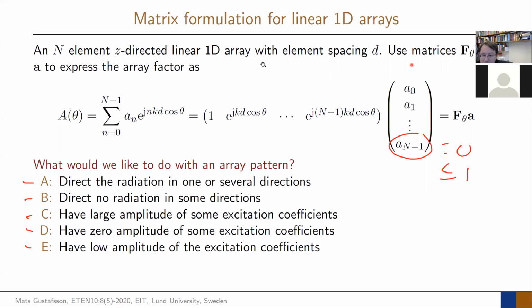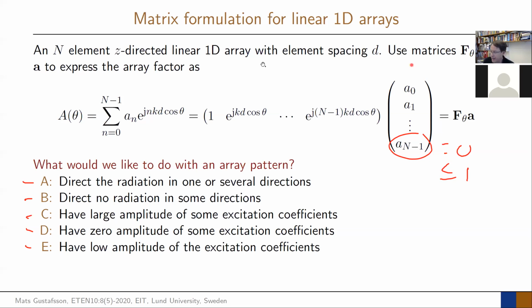So C, typically you don't want to do. D, zero amplitude of the excitation coefficients. No, you don't want to do that because, I mean, you built an array. You have a lot of elements that can transmit. Why should I say I don't use two of them, for example? If you put zero amplitude on them, you don't use them. Then you didn't have to build those in your array. So typically you don't want to do that.